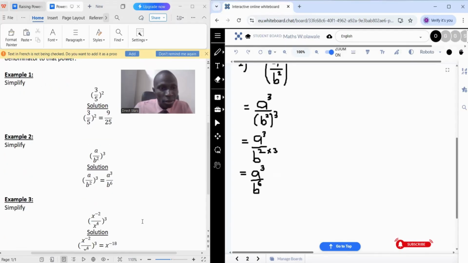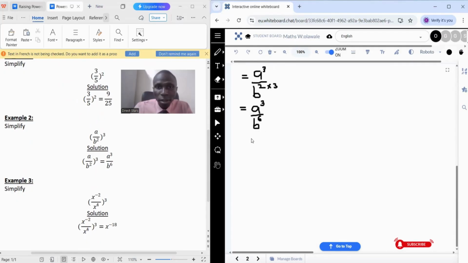And to the last example in this topic, here we are asked to simplify x raised to the power of minus 2 over x raised to the power of 4, then close bracket, then everything raised to the power of 3. Now looking at this third example, it is different from example 1 and example 2. In this fraction, we have the same letter. So it means that we can still simplify what we have there in the fraction.